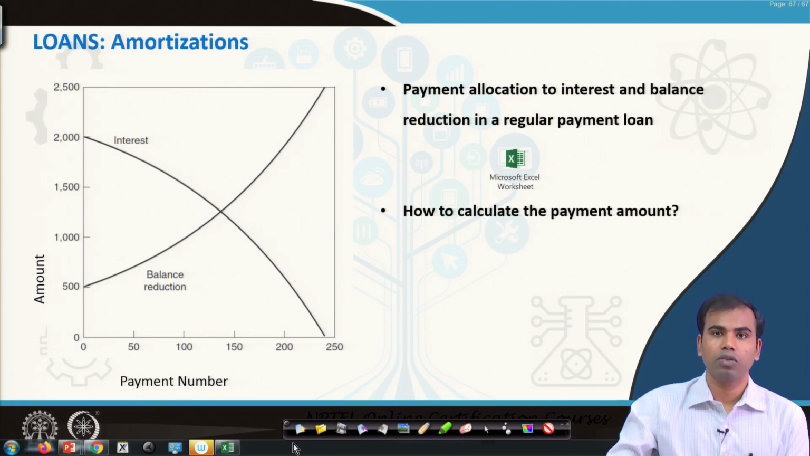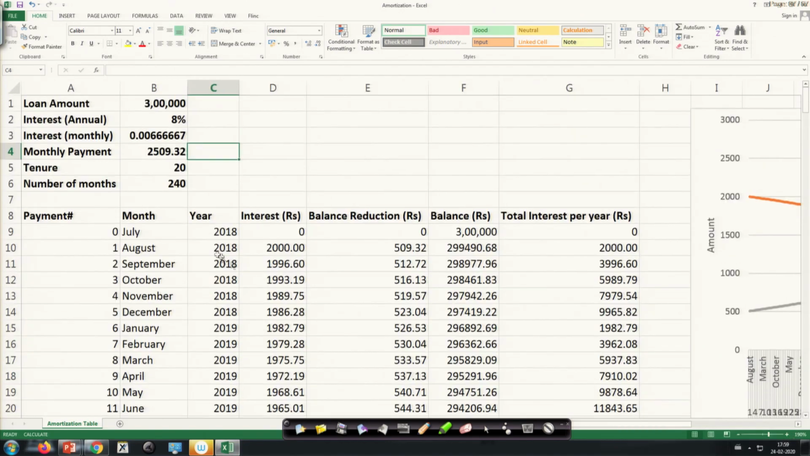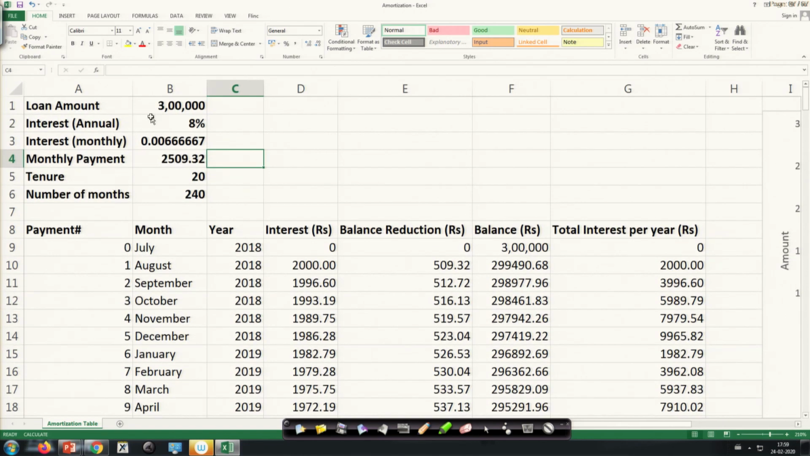If we try to look at this through more calculated numbers, it is shown here. If we look at this particular example, this is an example of a loan to the extent of 3 lakh rupees.